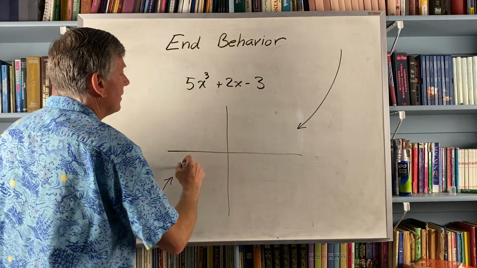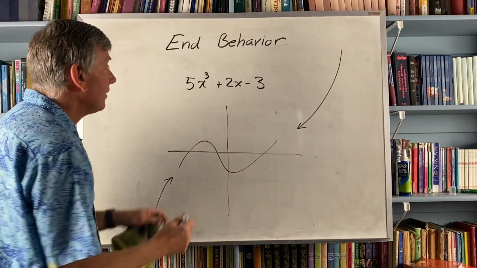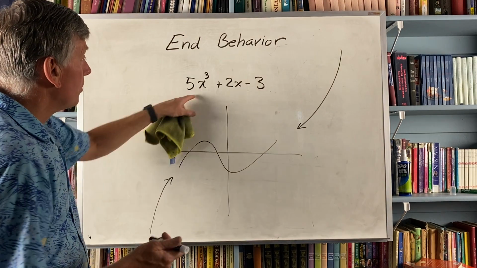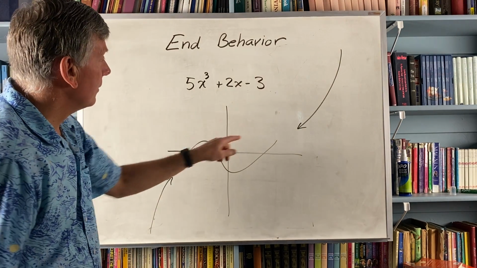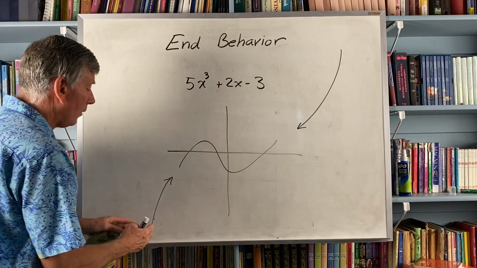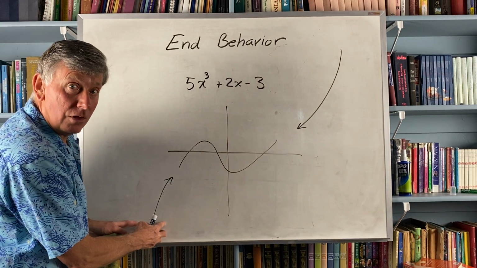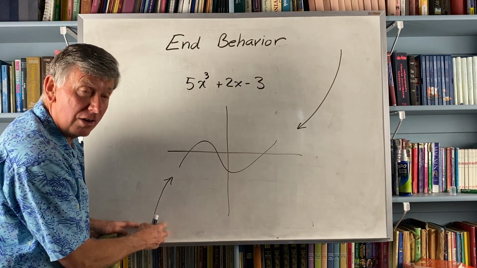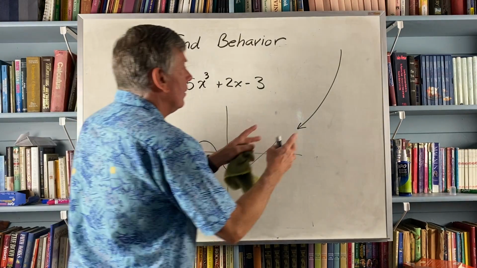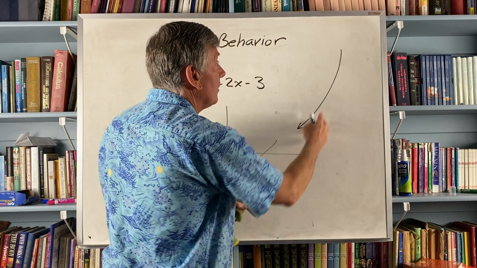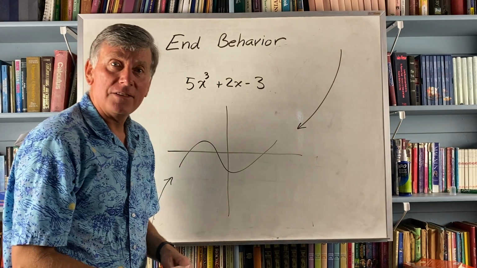Now what happens likely is some kind of thing like this in the middle, because cubics look like this. But end behavior-wise, you're going to see large negative numbers being very large negatively, large positive numbers being very large positively.